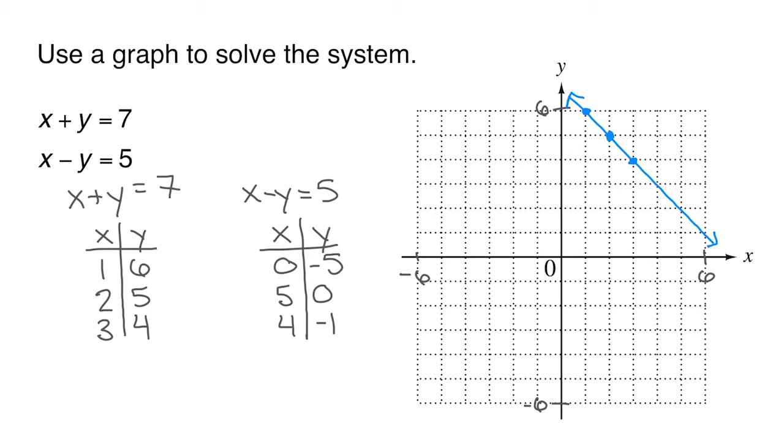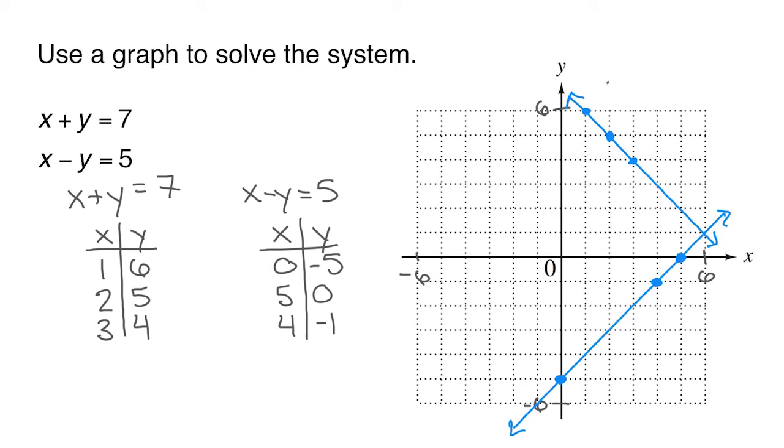Now we're ready to graph x minus y equals 5. We have the y-intercept (0, negative 5) that we plot. We have the x-intercept (5, 0) that we plot. And we have the point (4, negative 1), so from the origin, we move right 4 and down 1. We then connect these 3 points with a straight line to graph the equation.